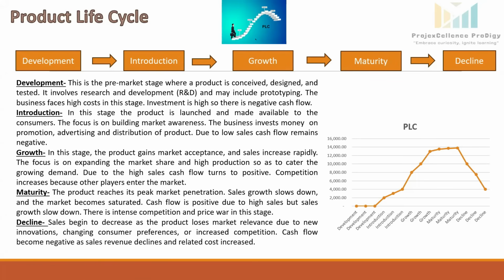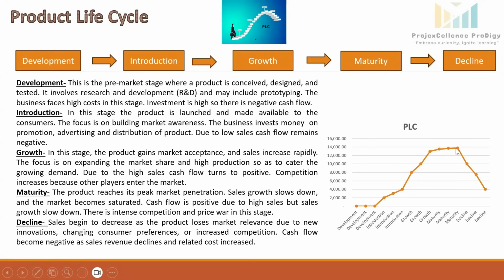The third stage is the growth, from here up to here. Here we can see the steep rise in the curve. Sales are very high and profit rises significantly. Next is the maturity stage, from this point up to here. We can see the plateau and gentle rise in the curve. There is no more steep rise now. So in this stage, the market becomes saturated.